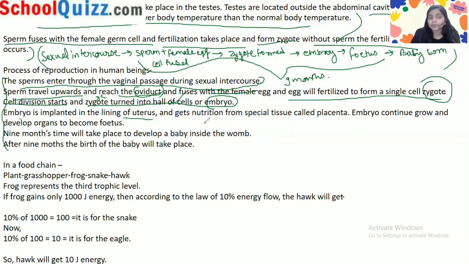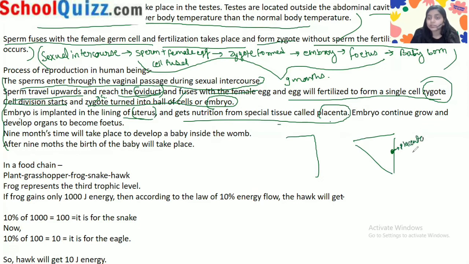So where is the embryo implanted? In the uterus, and it gets nutrition from a special tissue called the placenta. The embryo is a ball of cells, and the cells also require nutrition to grow and for cell division, right? So it gets nutrition from a special tissue called the placenta. It is like this. Suppose this is the uterus and the embryo is implanted here, and it gets nutrition from the mother's body by the special tissue called the placenta. From the placenta, the transfer of nutrition takes place from the mother's body to the embryo, right?